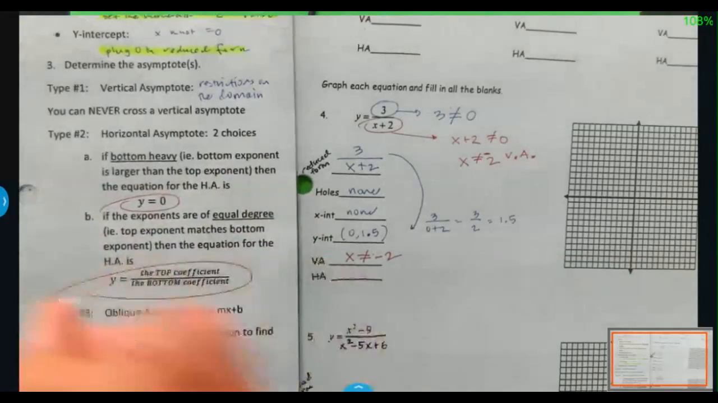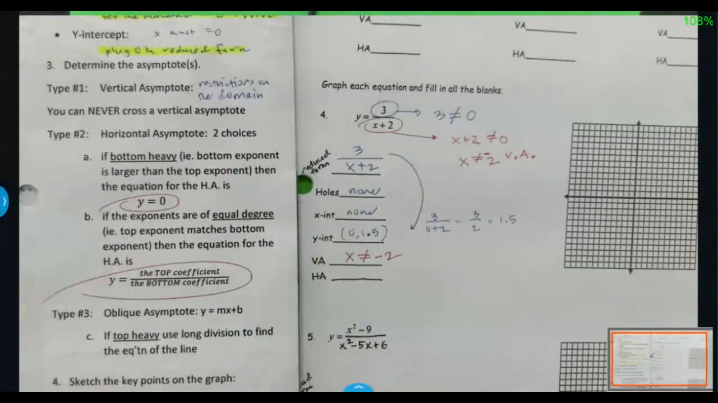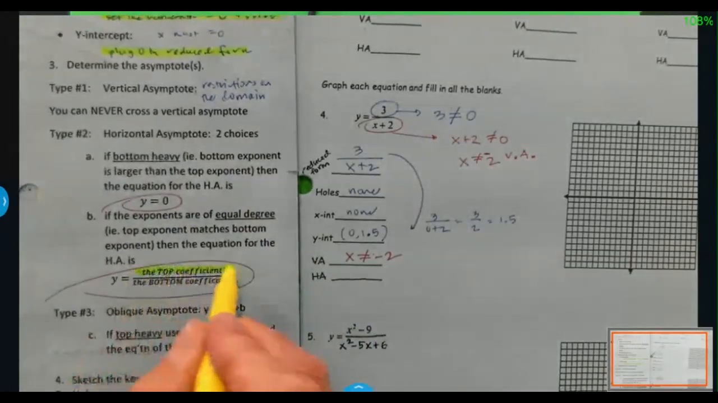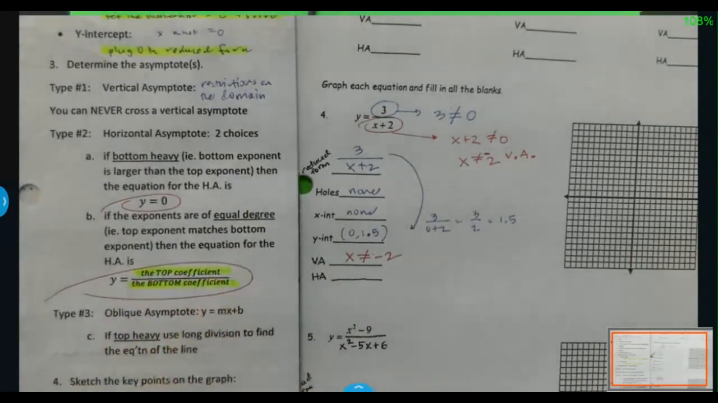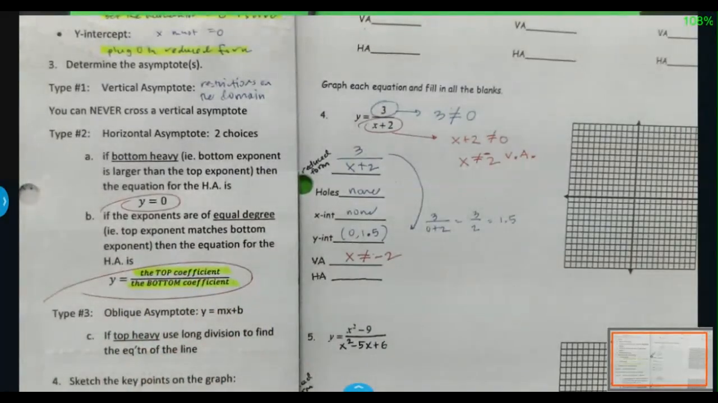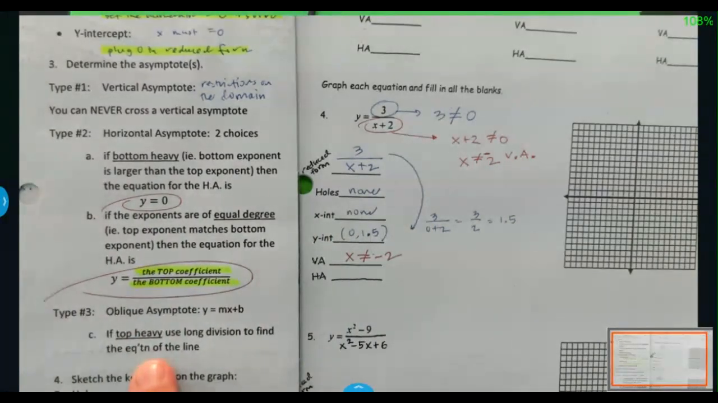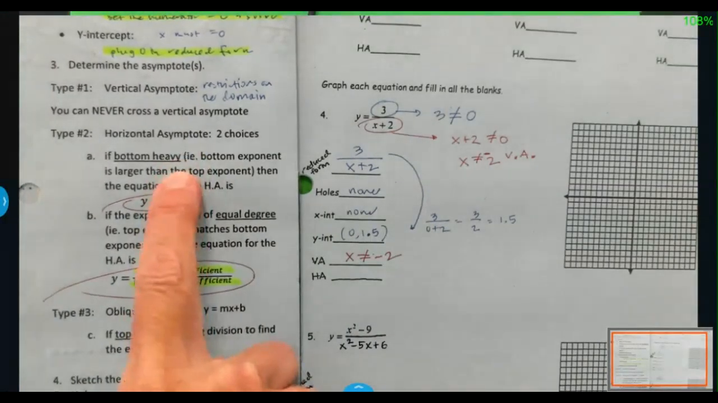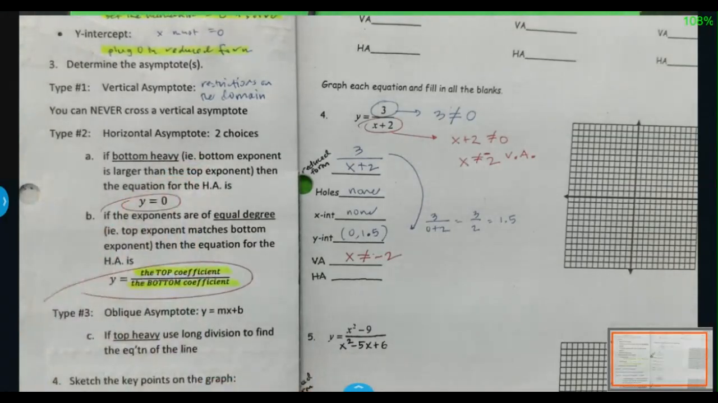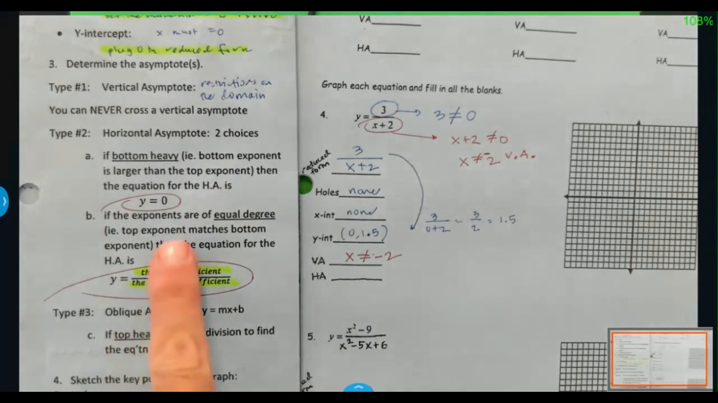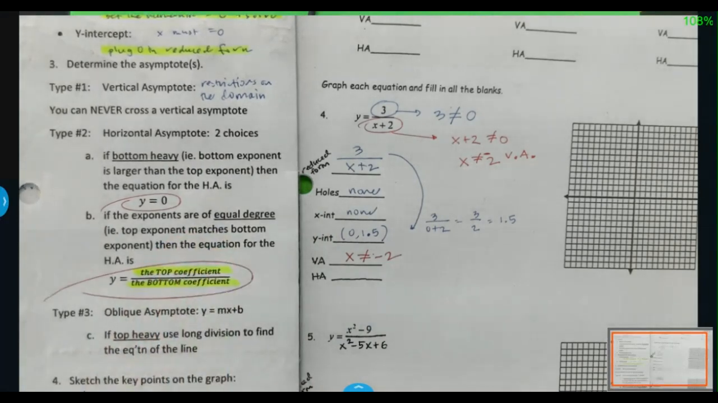If it's top heavy, and this is so important, it's the top coefficient over the bottom coefficient. Now, what does it mean to be bottom heavy or equal degree? And top heavy we'll talk about on Thursday. But bottom heavy means there's more x's on the bottom than there are on the top. When I say x's, I mean the exponent, the power of x's. And equal degree means there's the same power of x's on the top as there is the power of x's on the bottom.